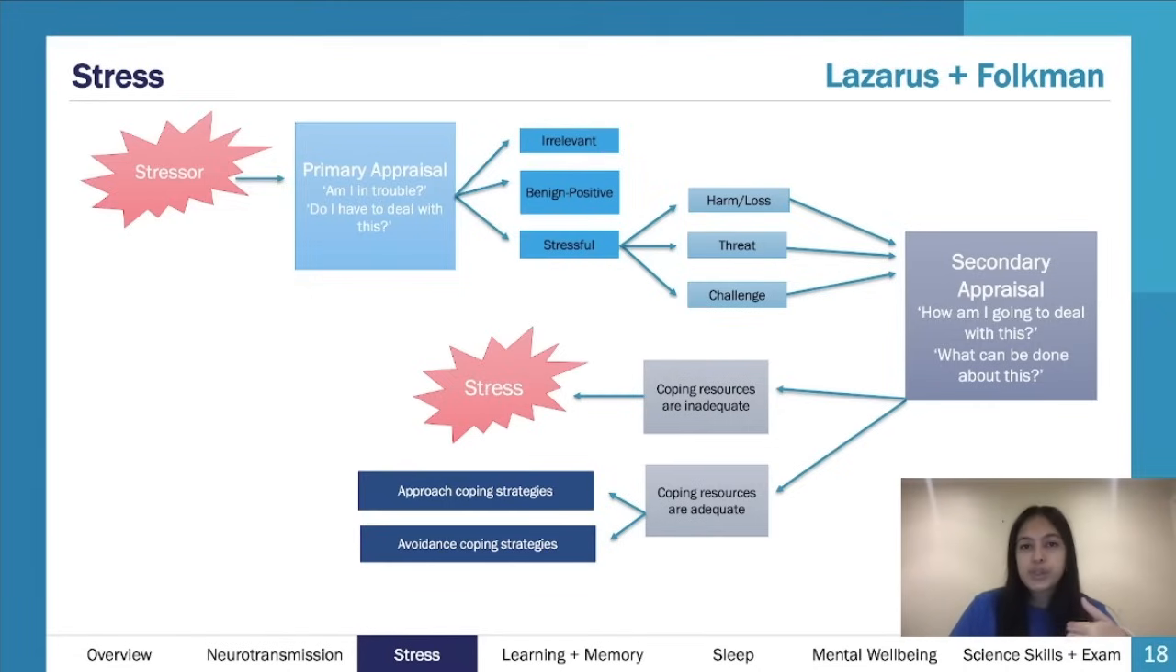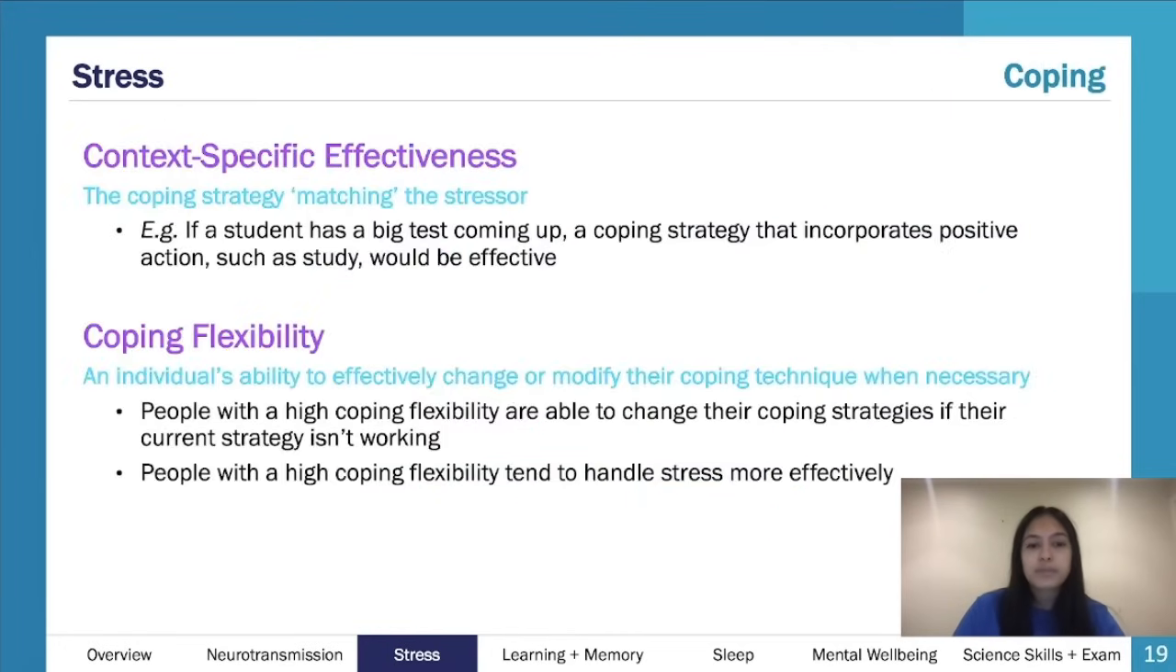Again, you think about your coping resources, your coping methods. If you deem them as inadequate, that's when you really experience a lot of stress. If you think, I've got this, there's no reason for me to feel stressed, then you don't feel stressed. That's obviously a very simplistic explanation of it. But as part of this method of coping, you also discuss your approach and your avoidance coping strategies. Again, very much in the name, approach, you're directly confronting the stressor. If I've got a test, I'm studying for it. Avoidance coping strategies: I've got a test, I don't want to think about it, it's making me stressed, I'm going to go watch TV. It's just that idea of dealing with something directly or dealing with something indirectly.